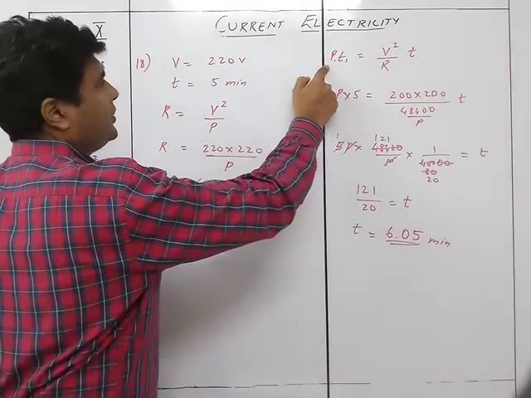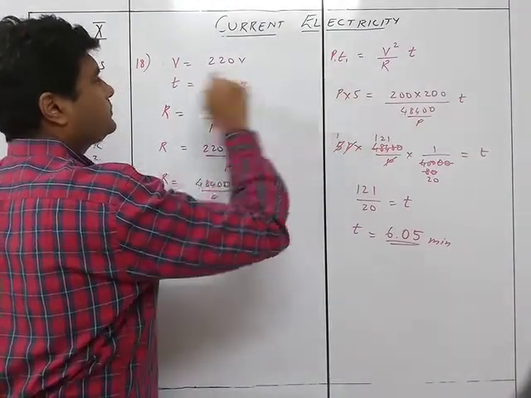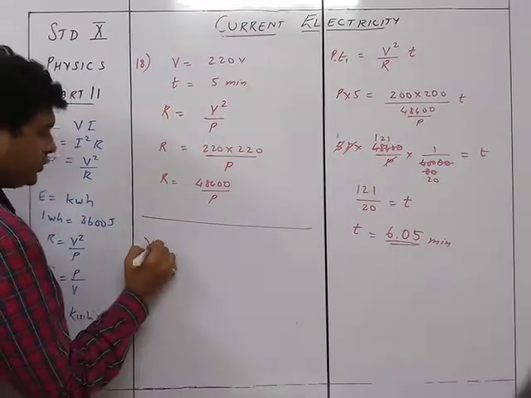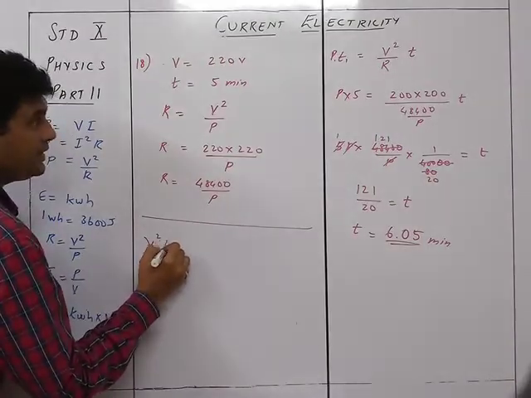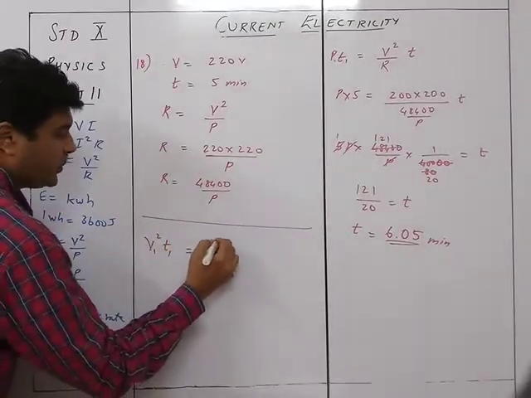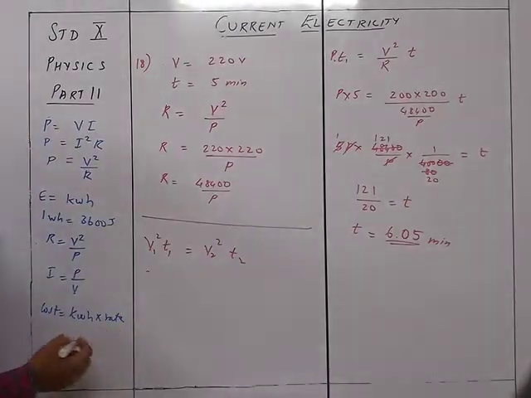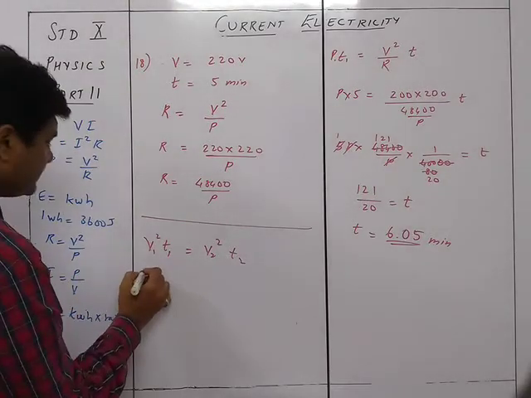We should have taken it over here V square upon R. Yes, we could have done that too. I could have done it even this way, that V1 square T1 is equal to V2 square T2. So this will be 200 and we'll get the same answer. I think we get the same answer.